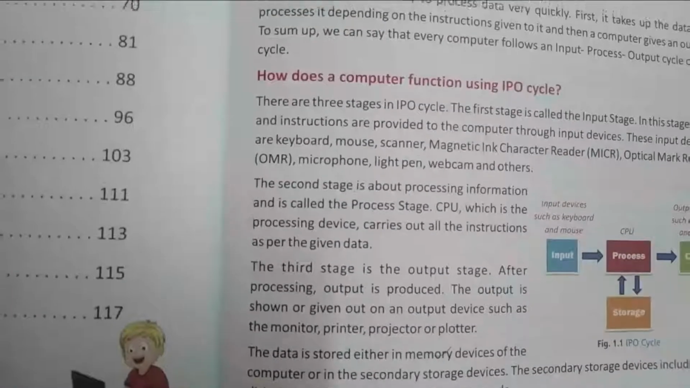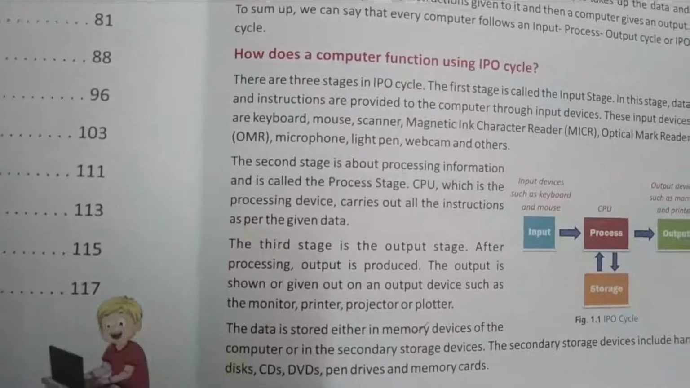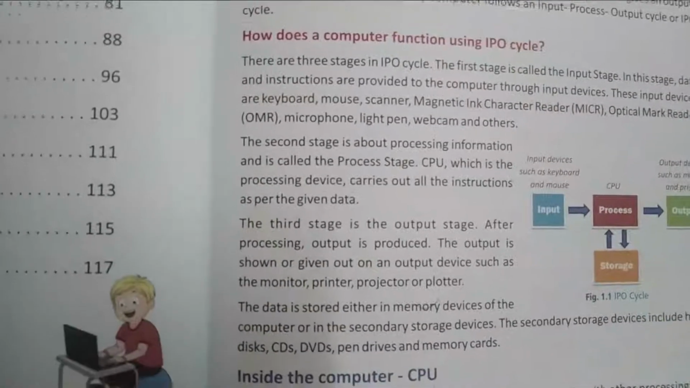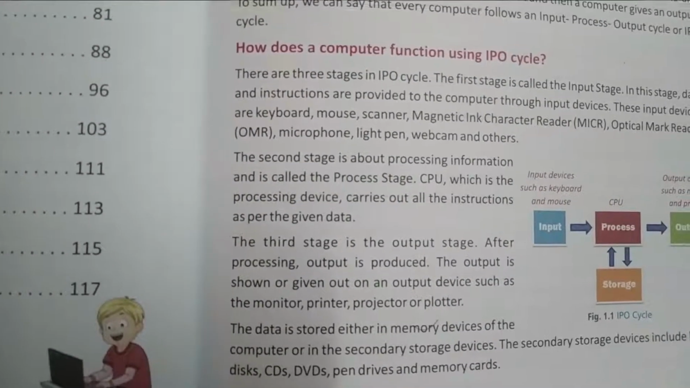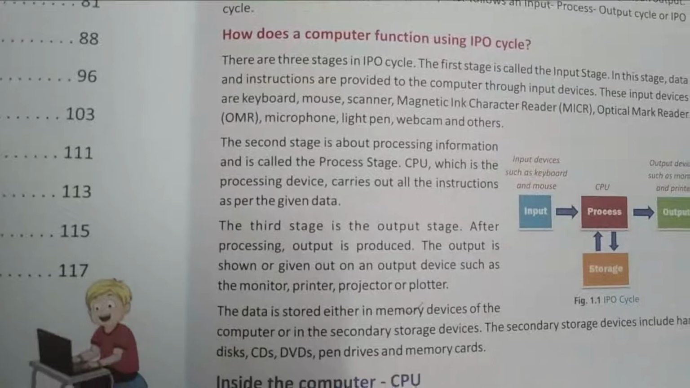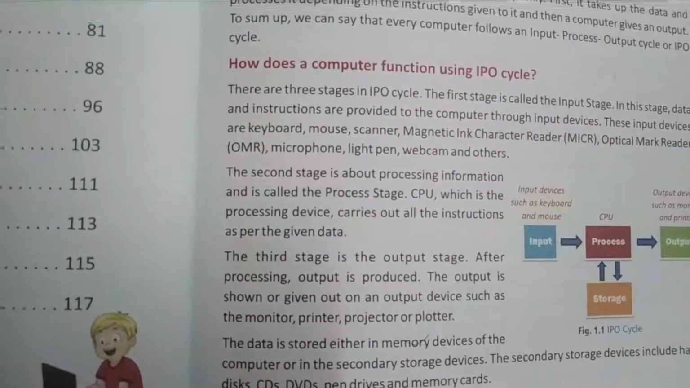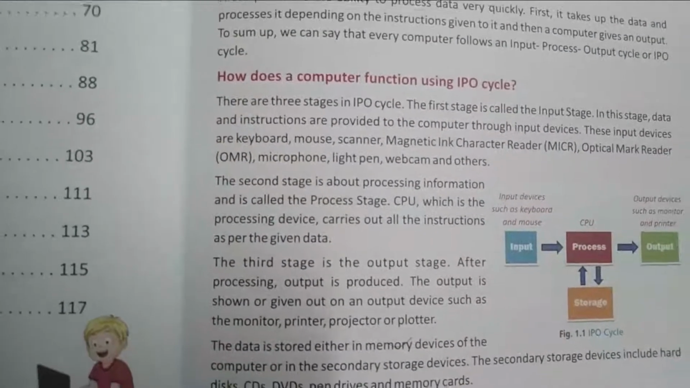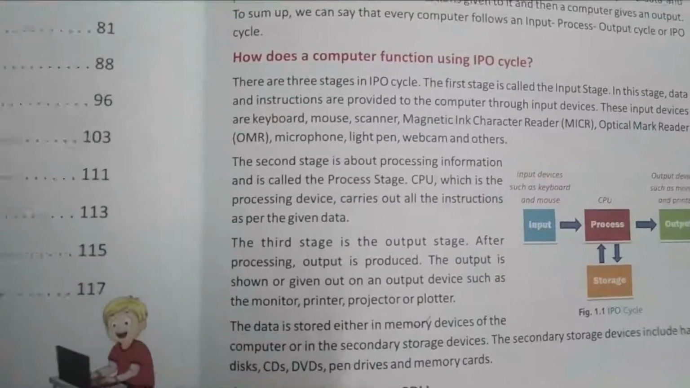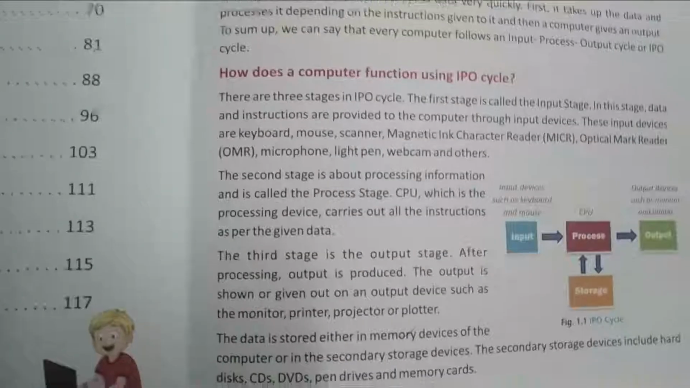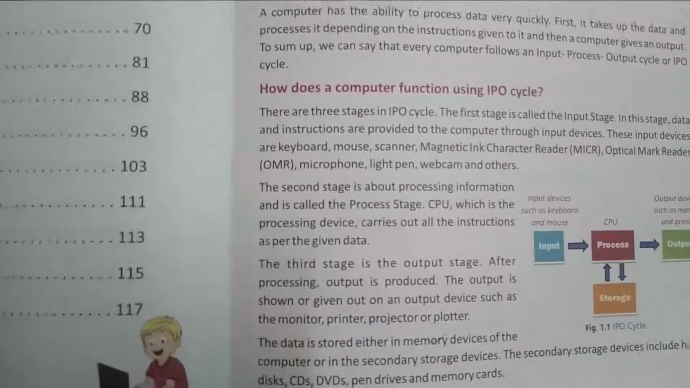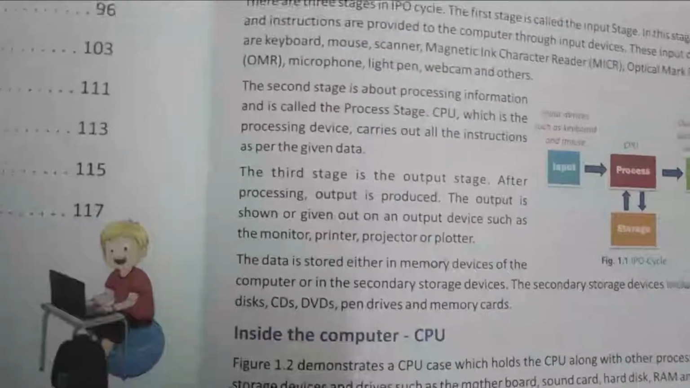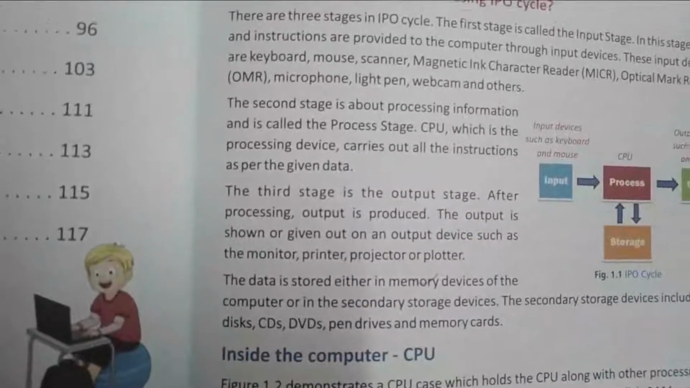Okay, the second stage is processing information and is called the process stage. The CPU, which is the processing device, carries out all the instructions as per the given data. The first stage is the input stage, the second one is the processing stage. The processing stage takes place in the CPU. The CPU processes the command or instruction that we give to the computer. Okay, the third stage is the output stage.